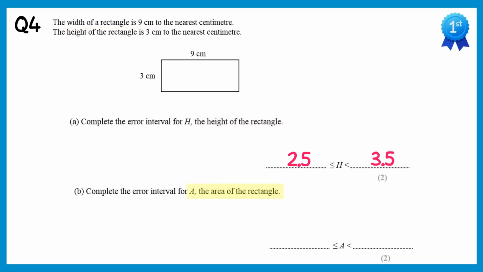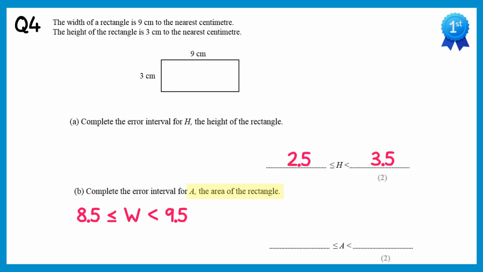Now we need to do the error interval for the area of the rectangle. It hasn't asked us for the error interval for the width, but we're going to need to do this in order to find the error interval for the area. So we're told the width of the rectangle is 9 centimeters, again to the nearest centimeter. So the error interval for width would be 8.5 up to 9.5.